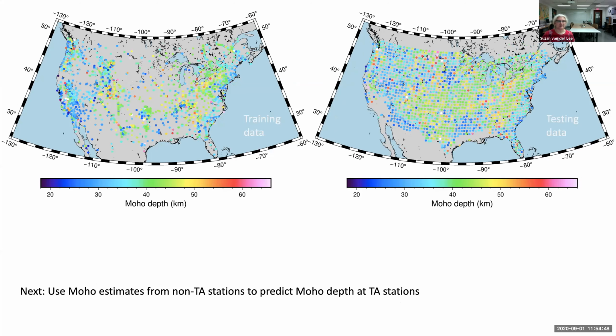So this is the split. On the left, right, we have all of the estimates of MOHO depth for all stations that are not labeled as transportable array stations. This, of course, includes flexible array stations to some extent. And then on the right, we have all the MOHO depth estimates for transportable array stations. And we're just going to do, for fun, you're going to use all of these measurements and use them to predict what the MOHO depth should be at this semi-evenly spaced grid of TA station locations, and then compare it with the actual estimates at these station locations.